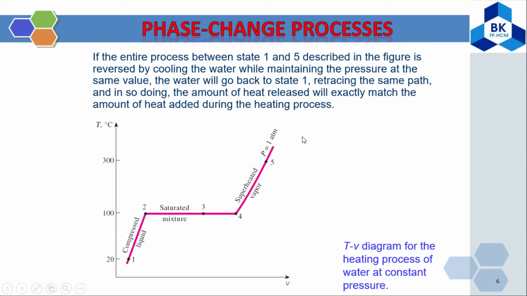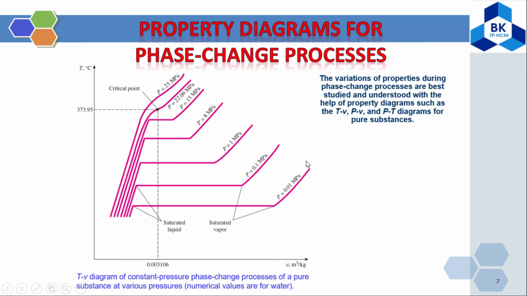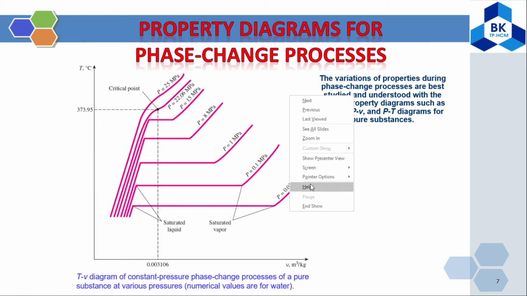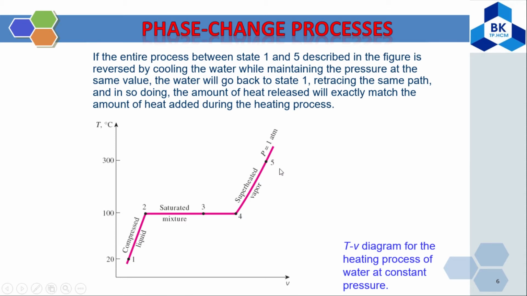And we plot them in the T-v diagram. For example, you see that state 1 here is a compressed liquid, state 2 is saturated liquid, state 3 is a saturated vapor and liquid mixture, state 4 is the saturated vapor, and state 5 is the superheated vapor. You look at the picture here, and this one we apply for the pressure of 1 atmosphere.